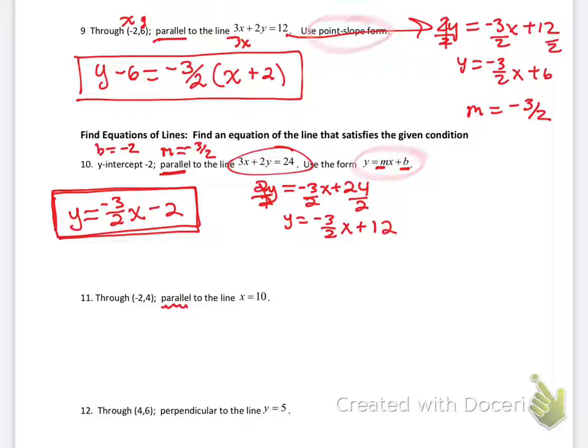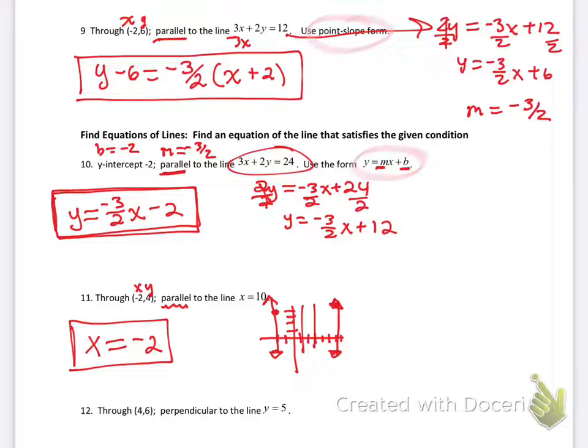Parallel means same slope. So let's think about what x equals 10 looks like. I like to draw a picture. X equals 10 is going to be all the way off to the right here. It's going to be some vertical line. So if it's a vertical line, all other vertical lines are going to be parallel to it. That means if it has to go through the point negative 2, 4, it must be a vertical line through the point negative 2, 4, which means the equation of a vertical line is always x equals. Well, where is it hitting the x-axis, or what does x equal in that ordered pair? Negative 2. So the line parallel to it is just x equals negative 2.